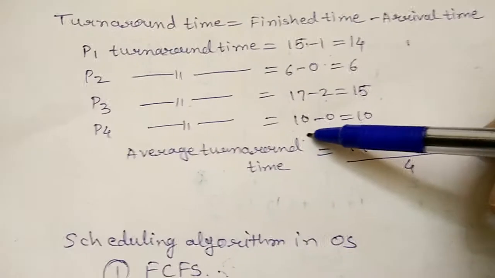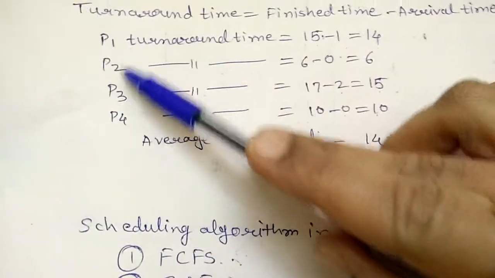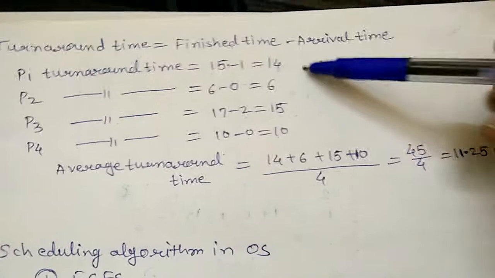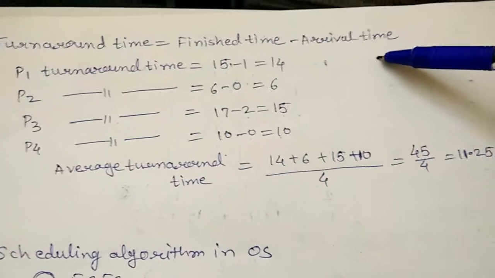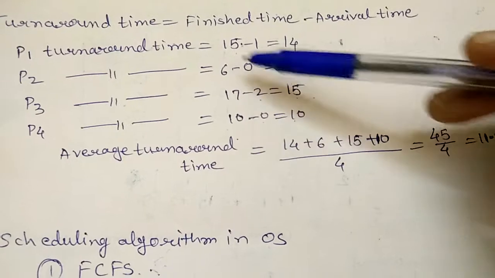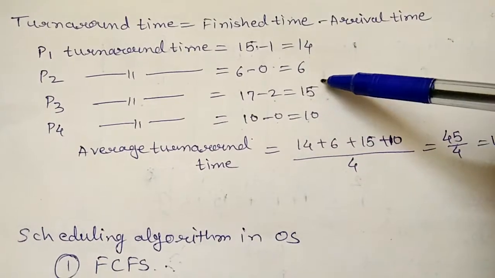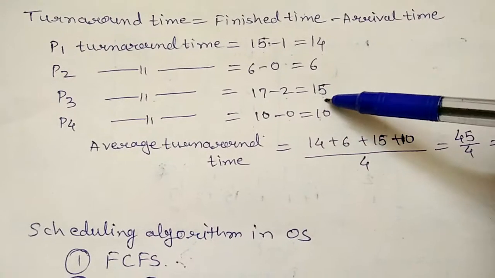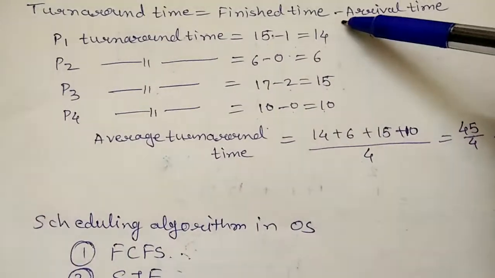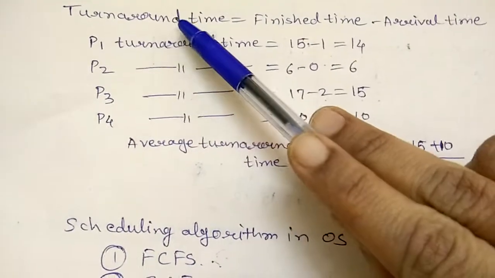15, 6, 17, 10. In this, just in the series order I have written here. P1, P2, P3, P4. And minus arrival time. Arrival time is there in the table. 1, 0, 2, 0. So 15 minus 1, 14. 6 minus 0, 6. 17 minus 2, 15. And 10 minus 0, 10. So we have got here the turnaround time for each process.